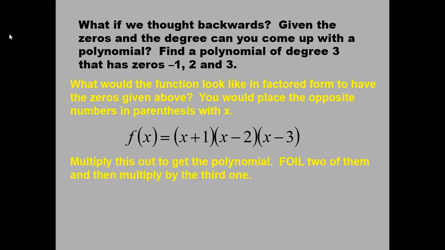Multiply this out to get a polynomial. FOIL two of them, then multiply by the third one. And you would find that you would have f(x) = x³ − 4x² + x + 6.